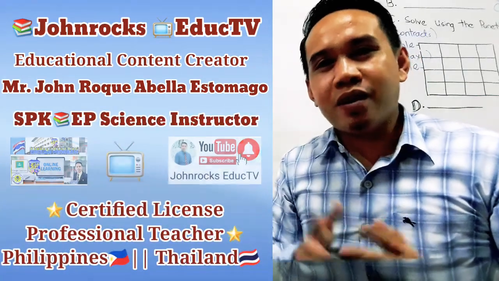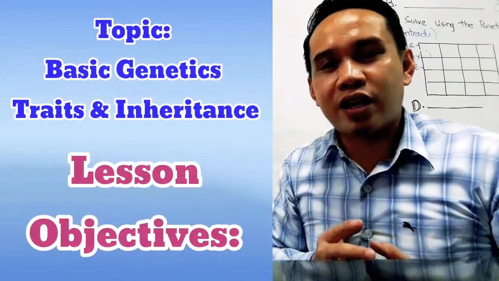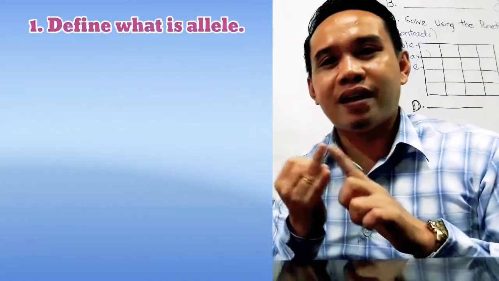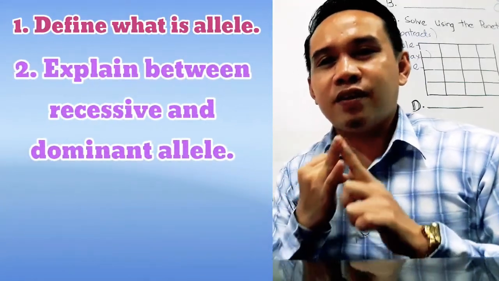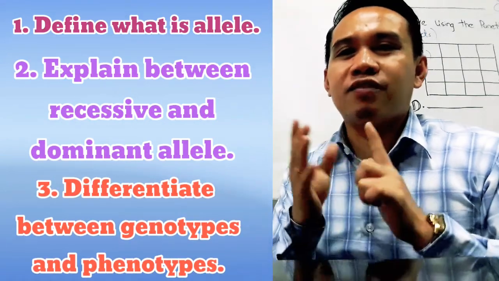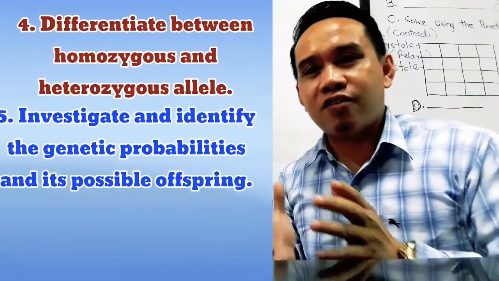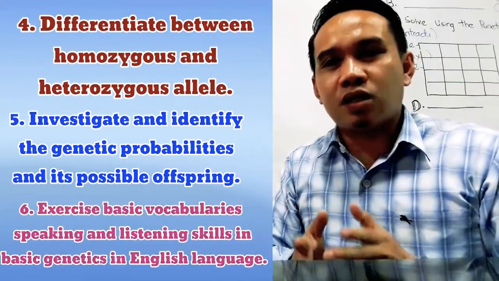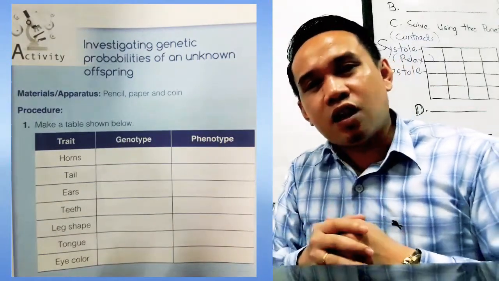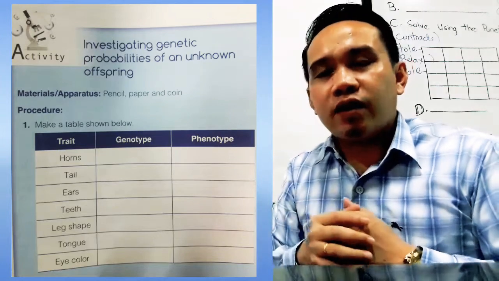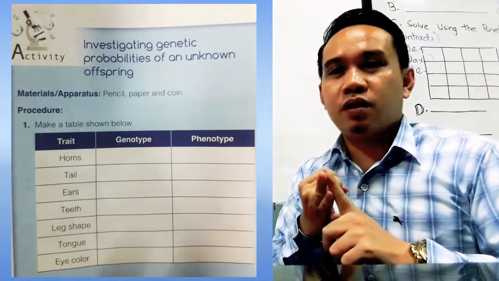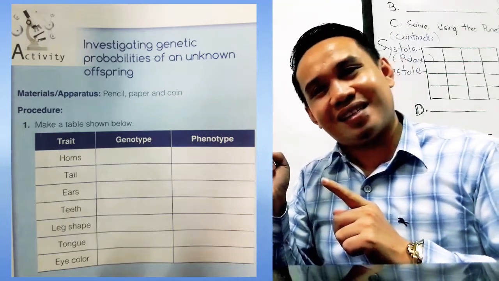For this video, we are going to learn about the different terms such as allele, different forms of alleles like dominant and recessive, differentiate between homozygous and heterozygous, genotypes and the phenotypes. So what are the rules and functions and why are they part of this basic genetics? And we are going to investigate the probabilities of the possible offspring out of the given traits. What are the genotypes and the possible phenotypes? So guys, let's watch this.